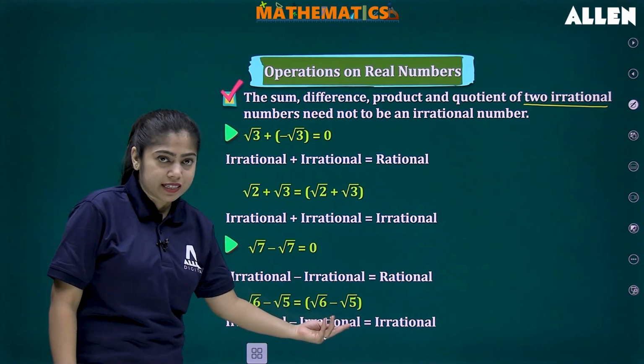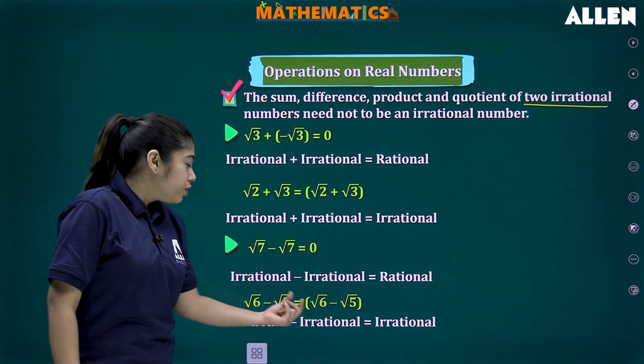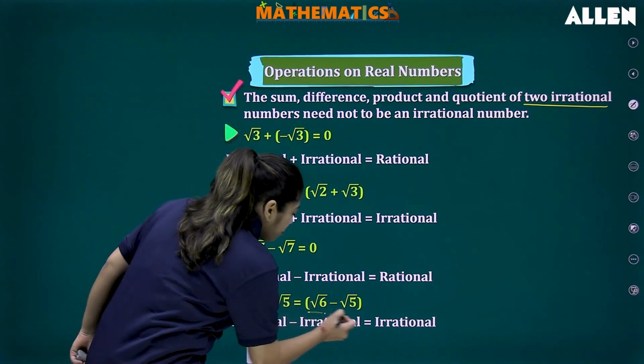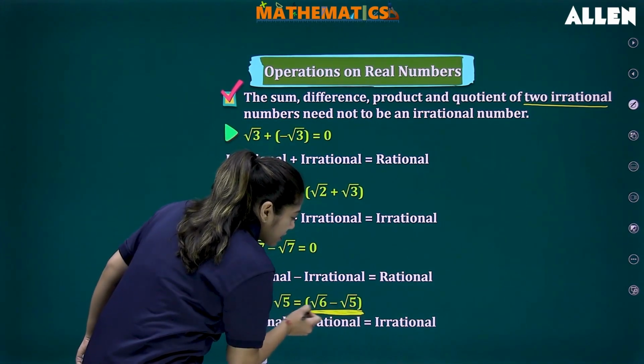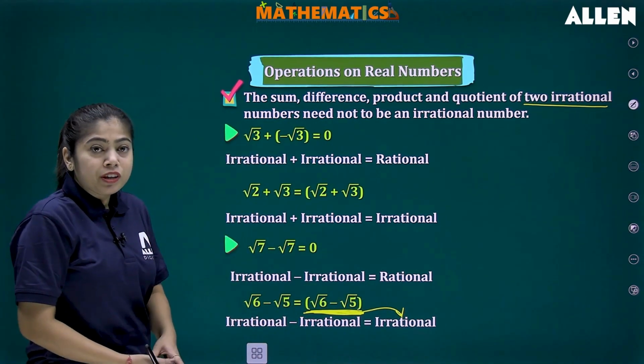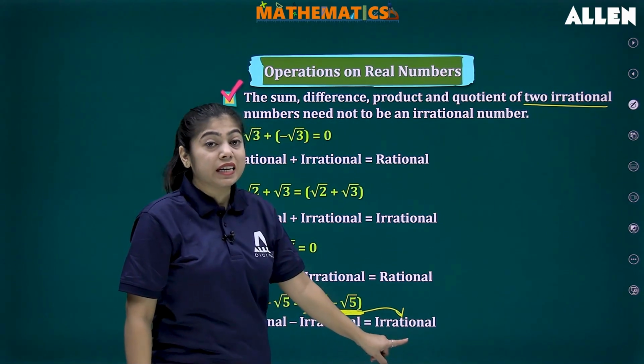We can write it as it is. No change at all, right? No simplification. So, root 6 minus root 5 is equal to root 6 minus root 5. So, what kind of number is root 6 minus root 5? Yes, class, this complete number is actually an irrational number, right? So, here we can see irrational minus irrational will give us irrational.